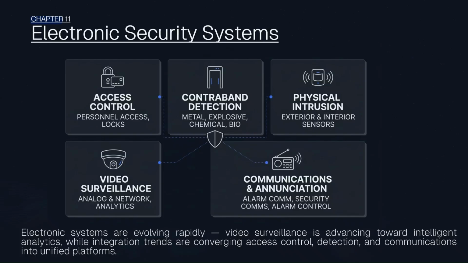Facilities also rely on physical intrusion detection systems, which use sensors and alarms to detect unauthorized entry through doors, windows, or perimeter boundaries. Video surveillance plays a major role as well. Modern video analytics and networked camera systems allow security teams to monitor activities, analyze patterns, and respond quickly to suspicious behavior. Finally, communications and annunciation systems ensure that alarms and alerts are transmitted quickly to security personnel for appropriate response. As technology continues to evolve, these electronic systems are becoming increasingly integrated into smart, centralized security platforms.